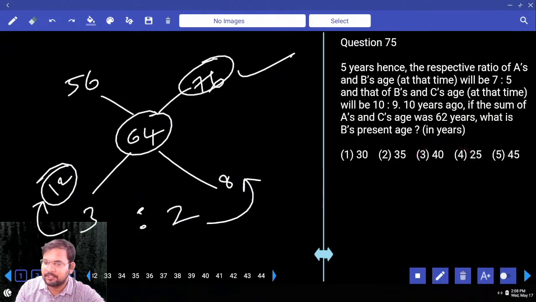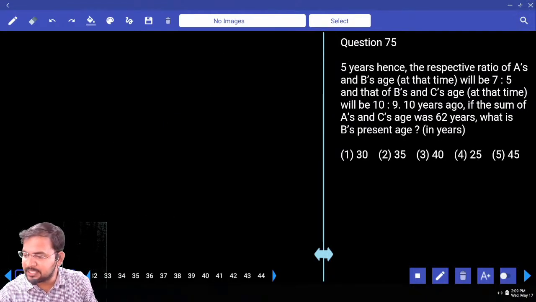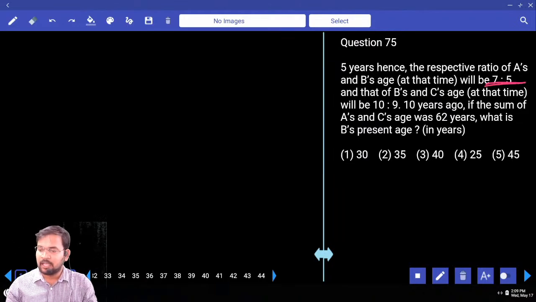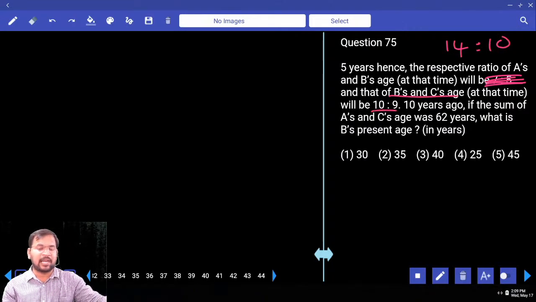5 years hence, the ratio of A to B is 7:5 and B to C is 10:9. 10 years ago, if the sum of A and C was 62 years, what is B's percentage? Now look here. A to B age ratio is 7:5. I am multiplying with 2, then it becomes 14:10. Then B to C is 10:9.